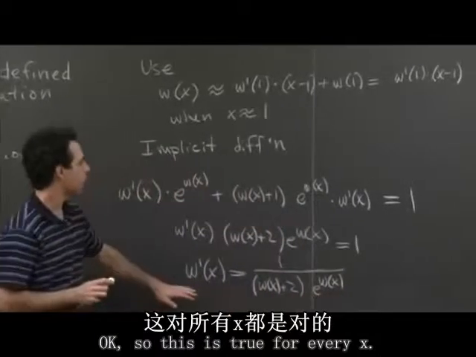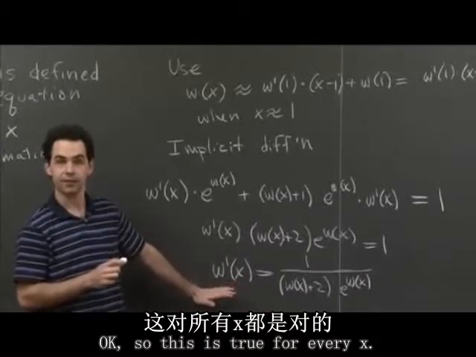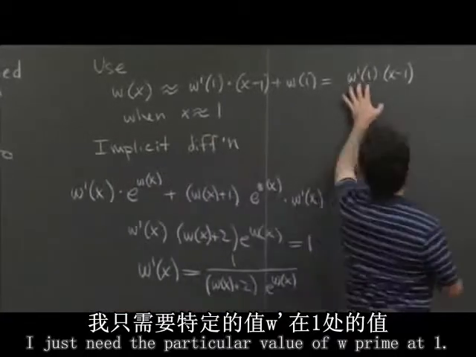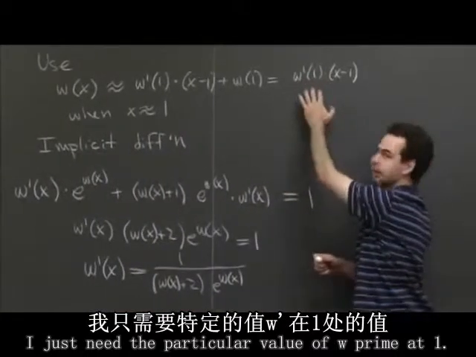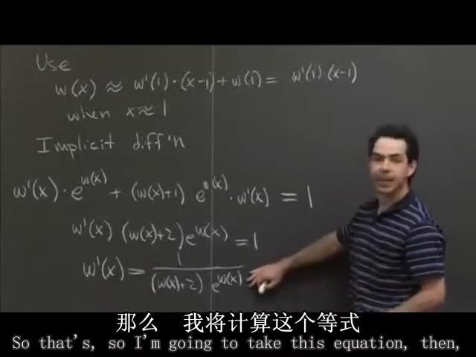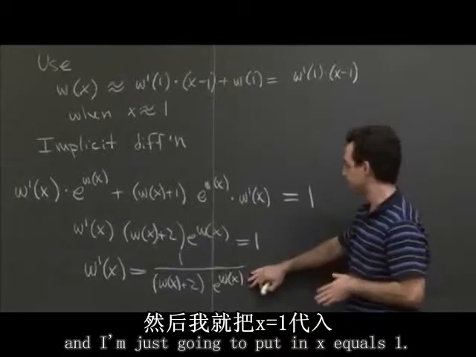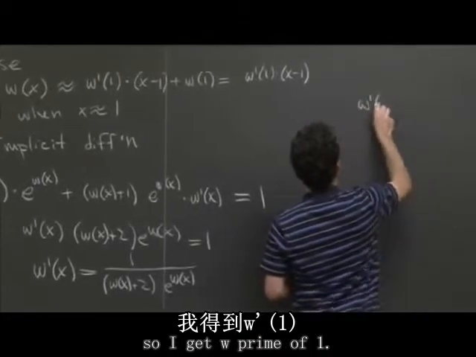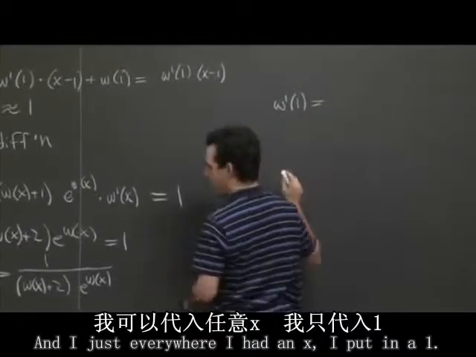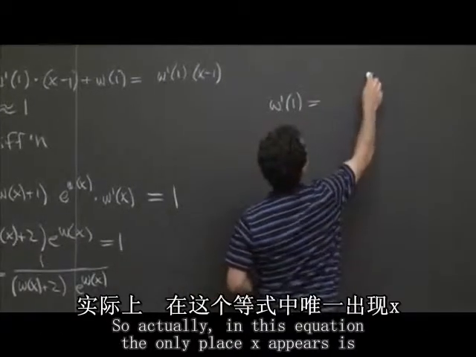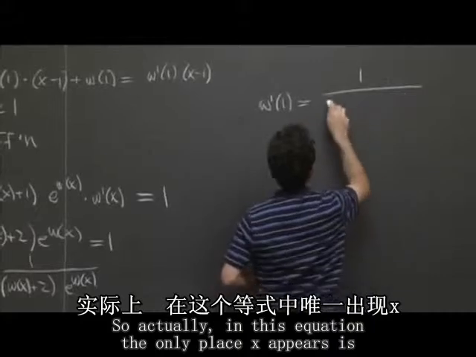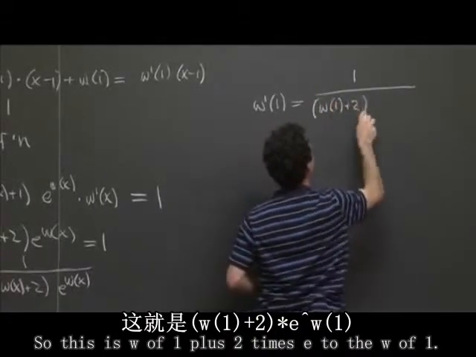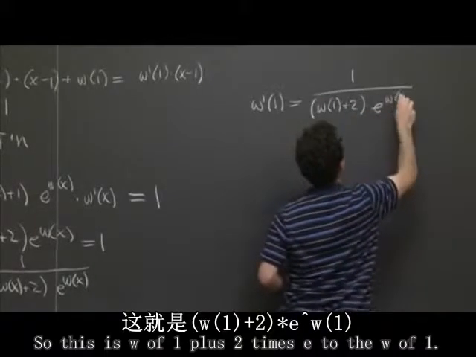OK, so this is true for every x. But I don't need this equation for every x. I just need the particular value of w prime at 1. So I'm going to take this equation and put in x equals 1. So I get w prime of 1. And everywhere I had an x, I put in a 1. Actually, in this equation, the only place x appears is in the argument of w. So this is w of 1 plus 2 times e to the w of 1.